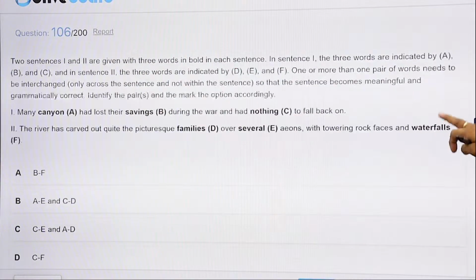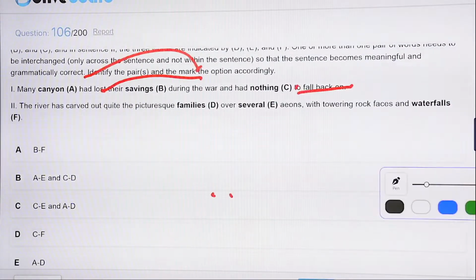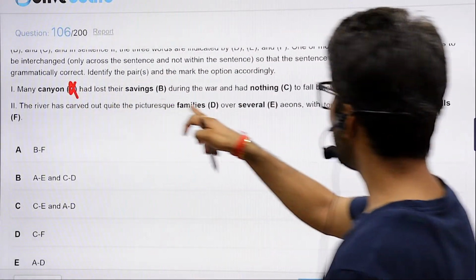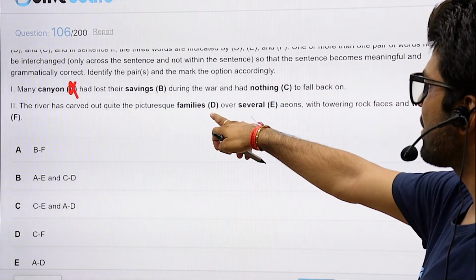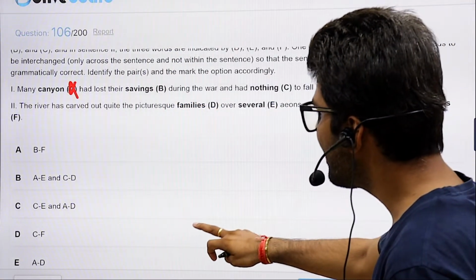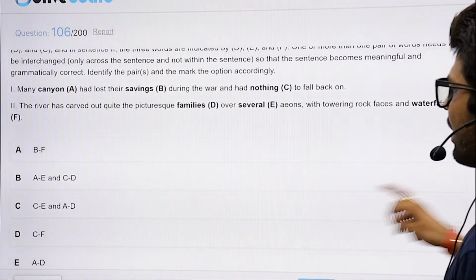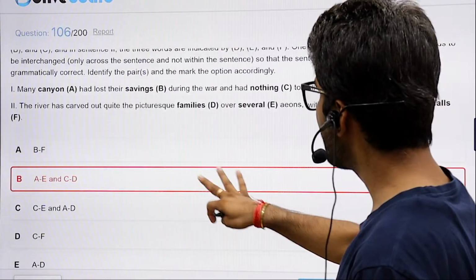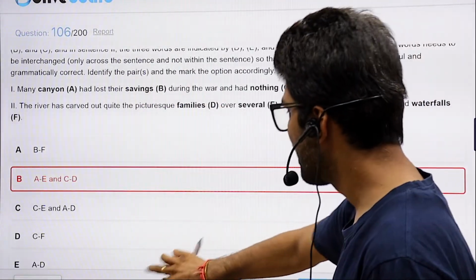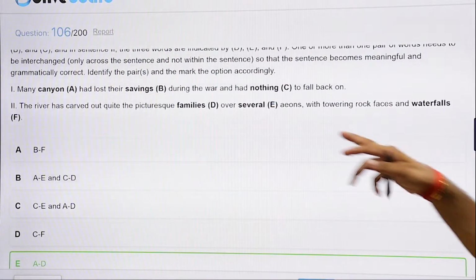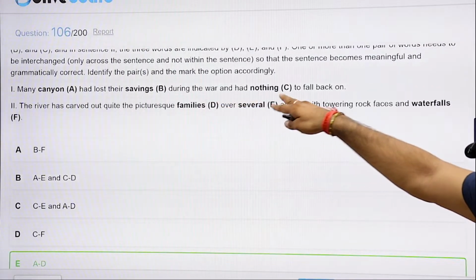Doubts welcome. Many canyon dropped. After many, you can't have a singular noun. A needs to be touched. AD or AE? AD. Many families lost their savings during, correct? AE. Many waterfalls lost their savings. No. AE has to be correct. This one. CD need not check. AD. I'm sorry. AD. Many families lost their savings. Clicked wrong. Sorry. Okay. Many families lost their savings during the war and nothing to fall back on.